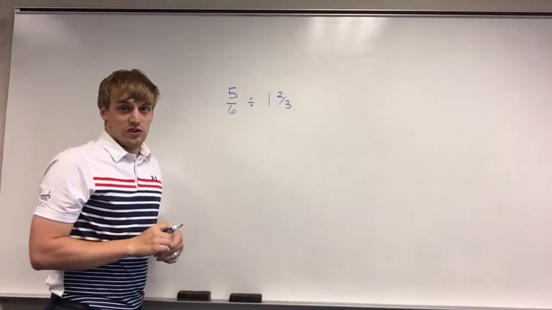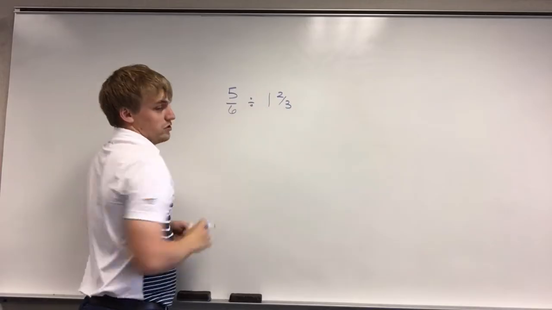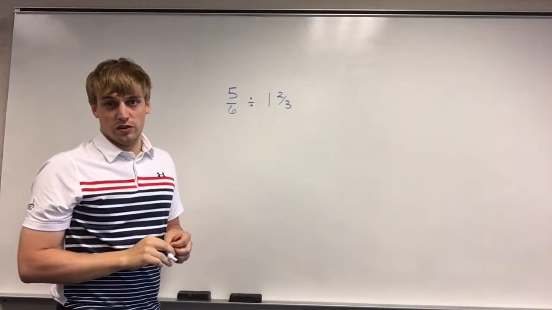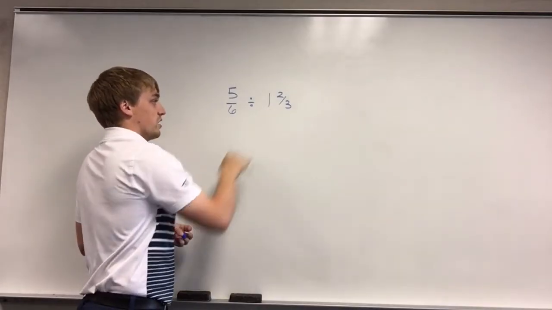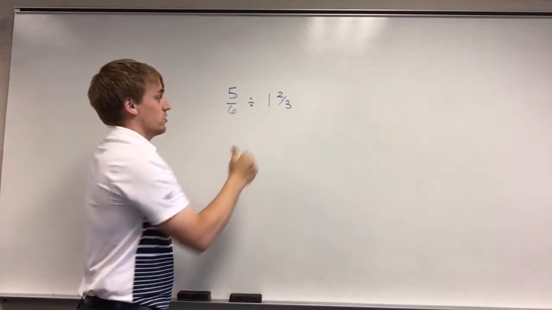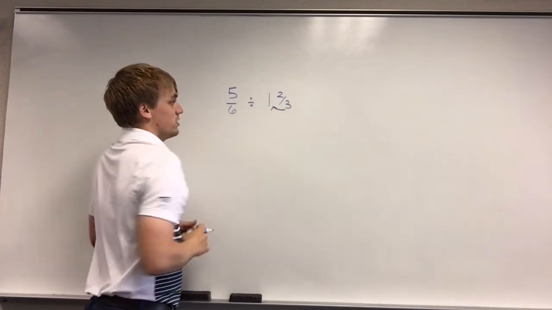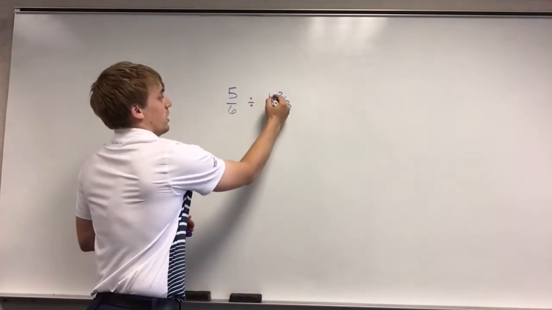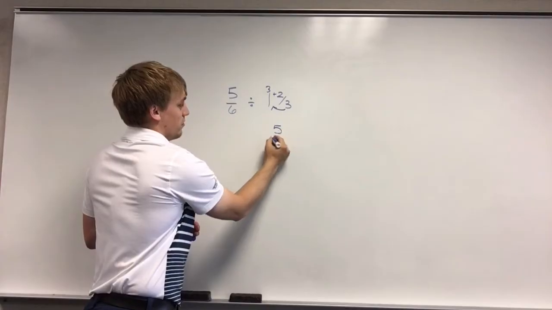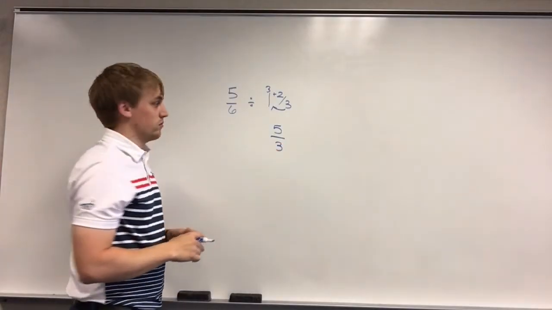So assuming you paused the video and tried it on your own, let's go through this. 5/6 divided by 1 2/3. The first thing we have to do is change these to improper fractions if we need to. So this second is a mixed number because there's a whole number and a fraction together. So let's change this by rocking around the clock. 3 times 1 is 3, and we add 3 plus 2, which is 5, over the denominator stays the same, so 5/3.